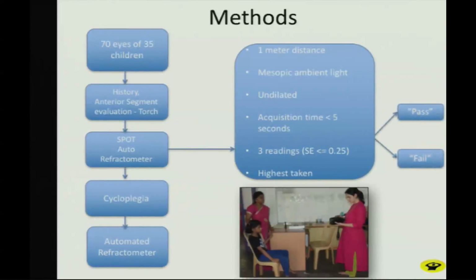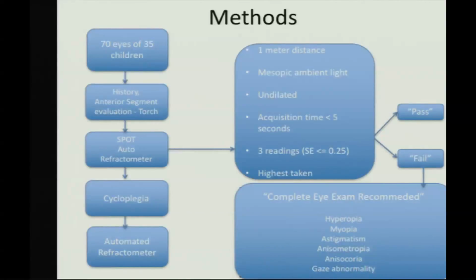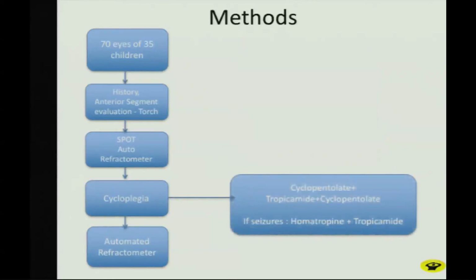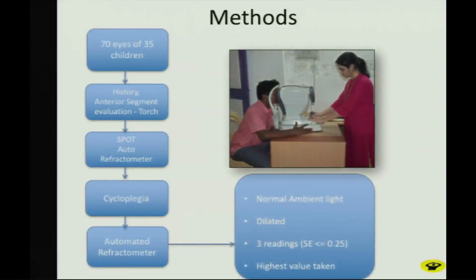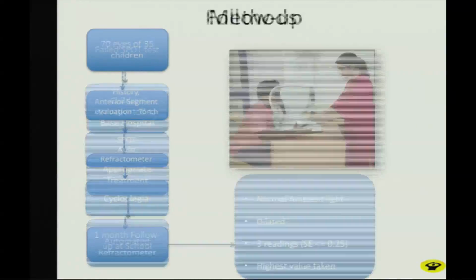Based on the AAP guidelines, they were classified as pass or fail on the spot itself, and they were recommended a complete eye examination for conditions such as hyperopia, myopia, astigmatism, anisometropia, anisocoria, and any gaze abnormality that was present. Then the patients were given cyclopentolate and tropicamide and dilated, and then they underwent refraction using the automated refractometer under normal ambient light with dilated pupils. Again, 3 readings were taken, and the highest reading was taken.